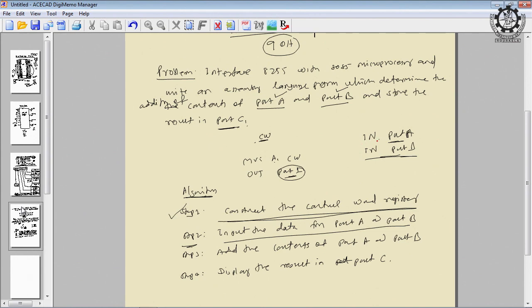Then you can use ADD. For example, we are taking the copy into register B, then ADD B. A and B will be added together. Then what you have to use? The result is in the accumulator, OUT port C. So, I think this is clear. Add the contents of port A and port B and display the result in port C. Then it should halt.